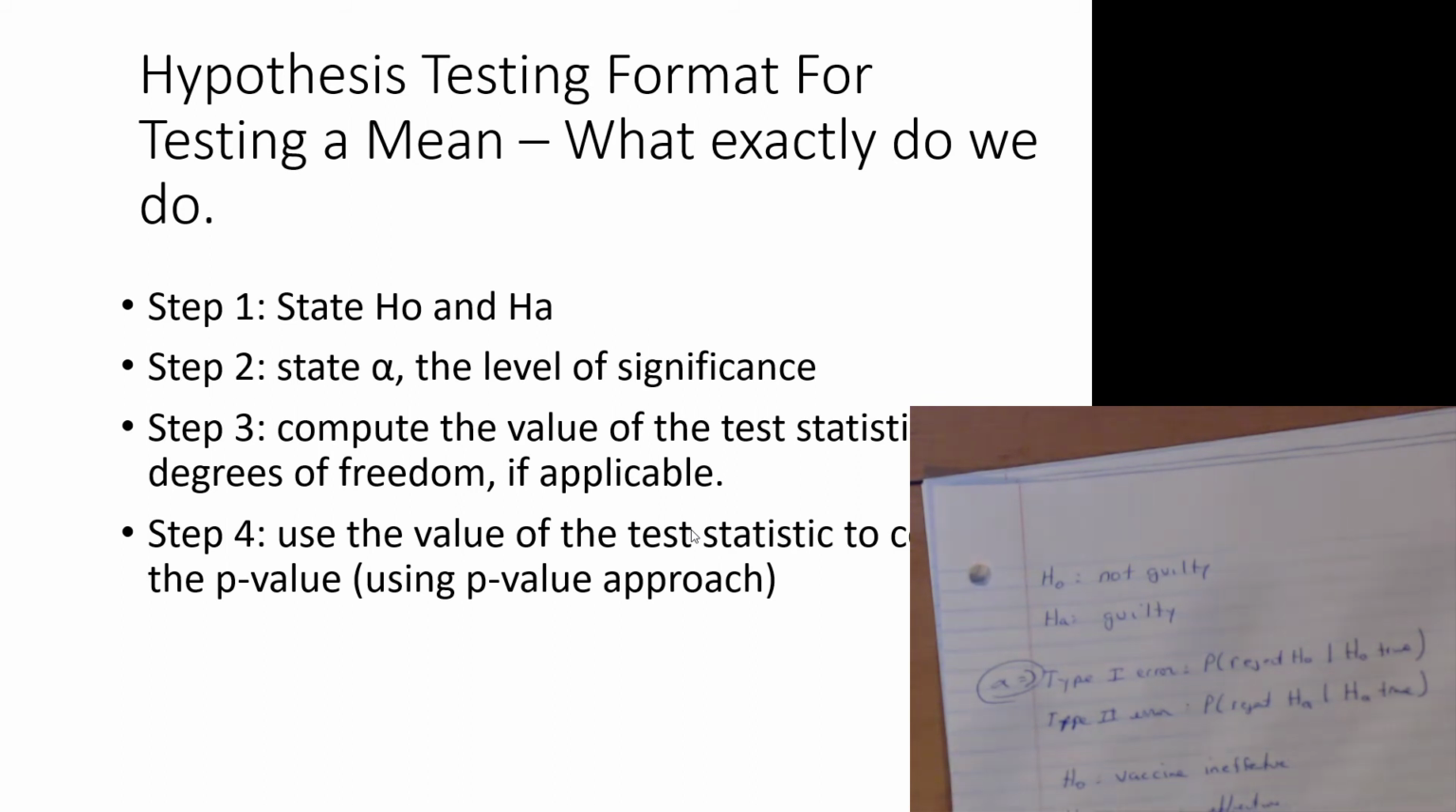Step 2, we're going to state alpha, the level of significance. Now, from a practical matter, in an exam situation, I will give you alpha, but there is an awful lot of thinking that goes into what's the proper alpha. We just saw our balancing between type 1 and type 2 error, weighing it in the vaccine case, how extremely important that is and how consequential it is.